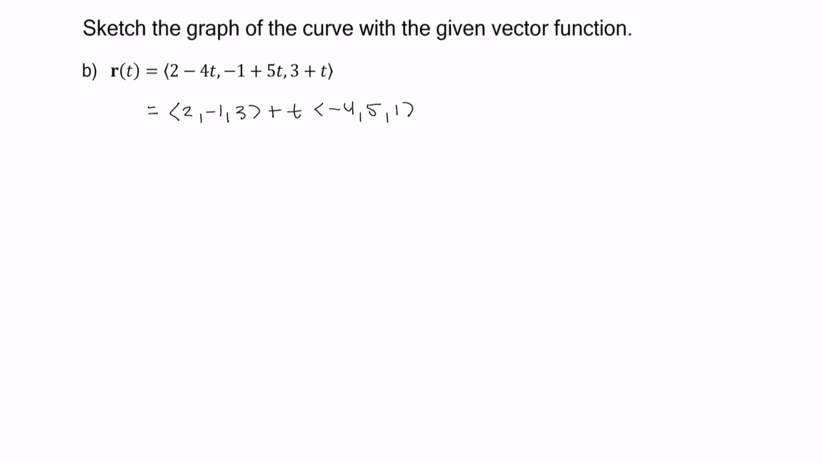So all I did was take these components that are not multiplied to t, and we know that our curve has to pass through this point. And we also know that everything multiplied to t gives us its direction, so it has to be parallel to this vector. Okay, with that, let's go ahead and sketch our three-dimensional coordinate axes.